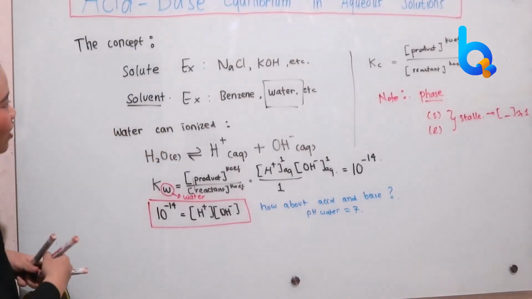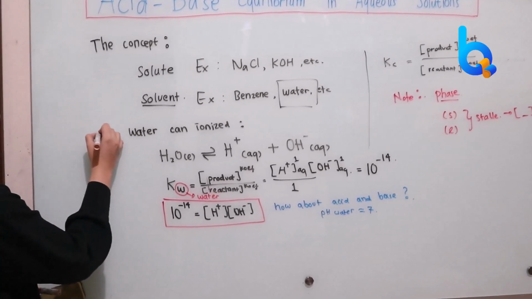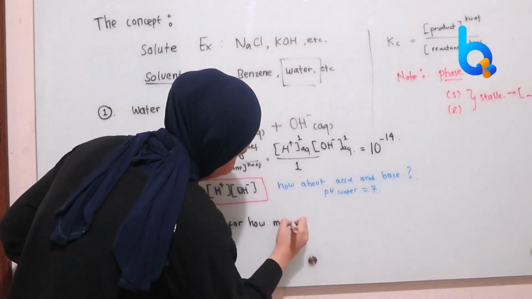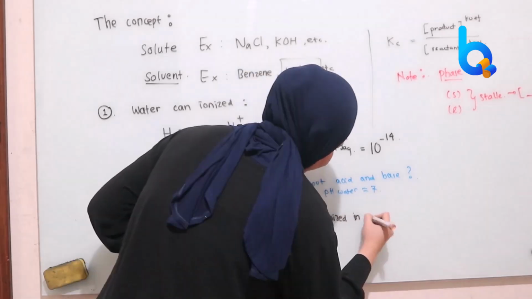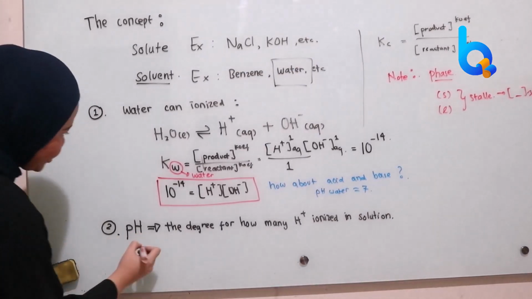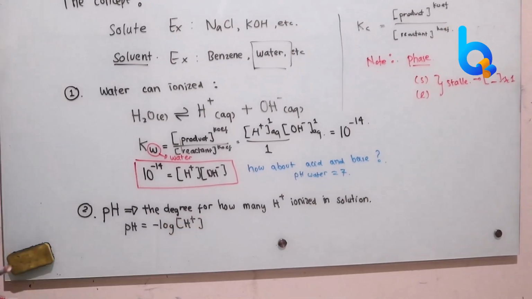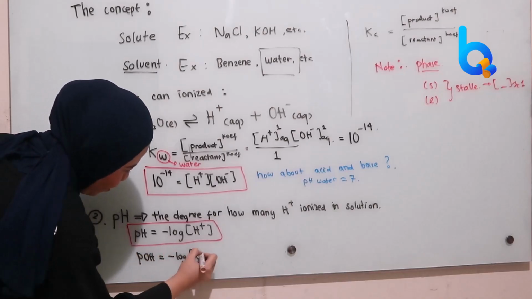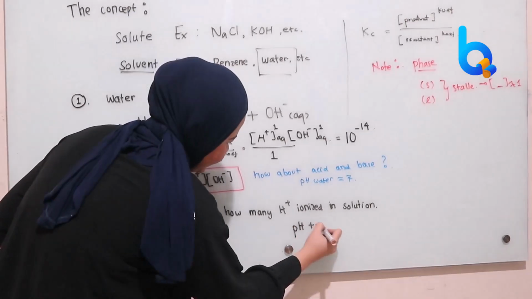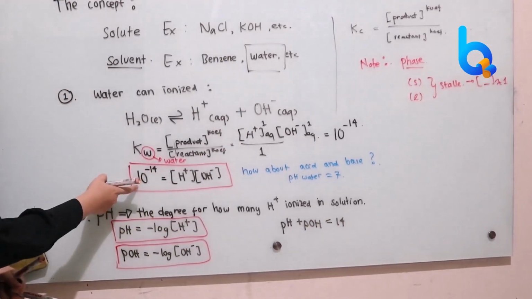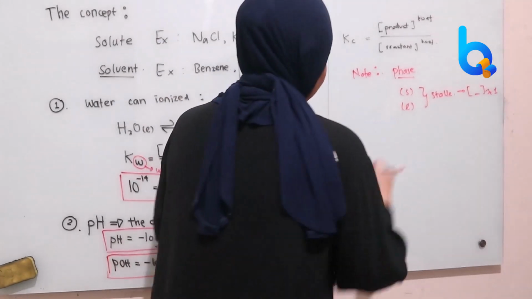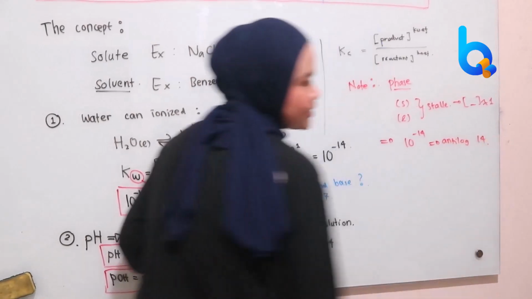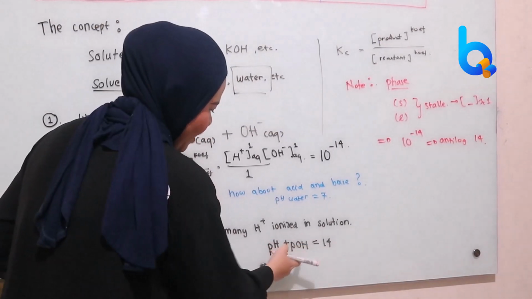So we already know the concept of pH. The concept of pH is that P stands for how many H+ ions are ionized in solution. We calculate pH equal to minus log [H+], and we calculate pOH equal to minus log [OH-]. And pH plus pOH equals 14, because 10 to the power of minus 14 is actually the antilog of 14. So in this part, we calculate pH plus pOH equal to 14.